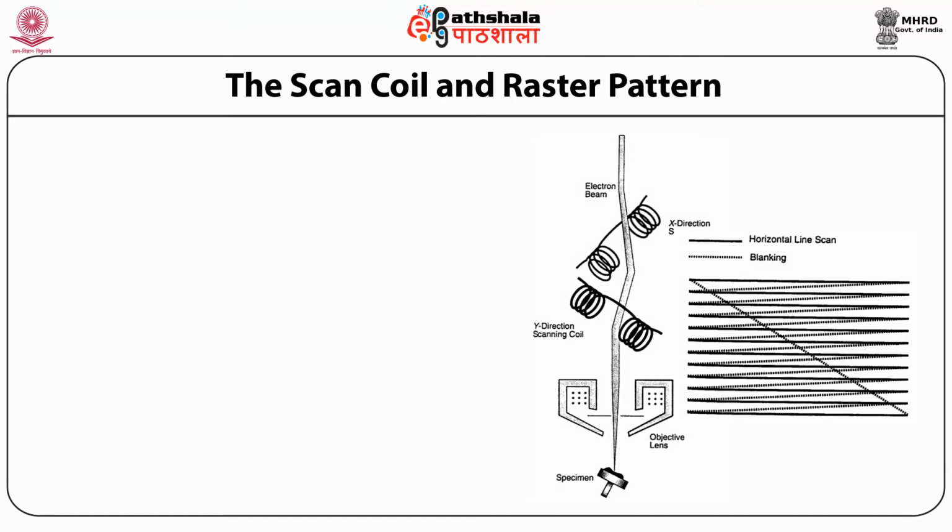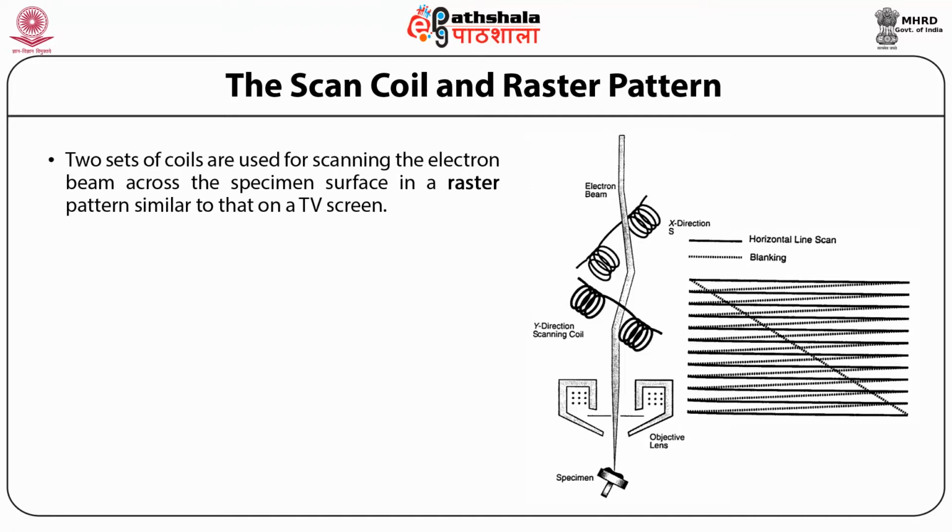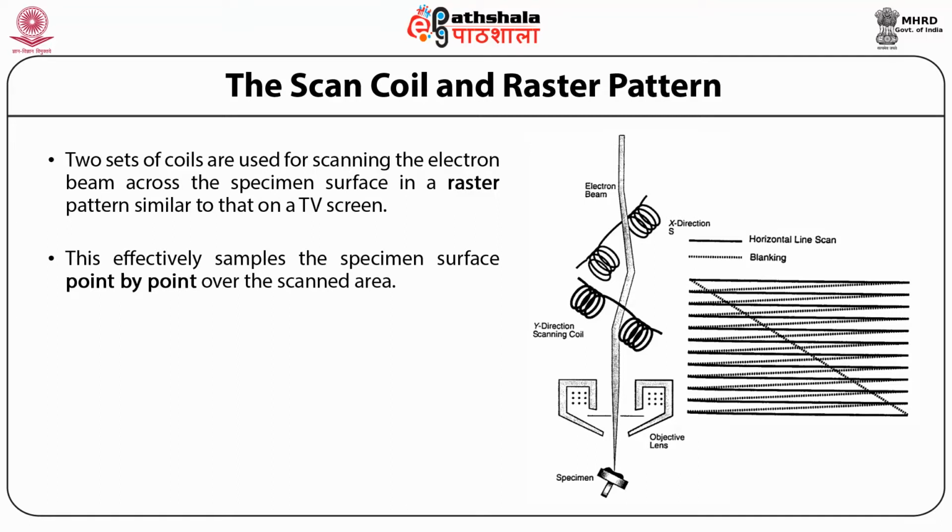The scan coil and raster pattern. So here we have two sets of coils which are used for scanning the electron beam across the specimen surface in a raster pattern similar to that on a TV screen. As you can see over here, this continuous line shows a horizontal line scan, and this dashed line shows a blanking. So this effectively samples the specimen surface point by point over the scanned area.